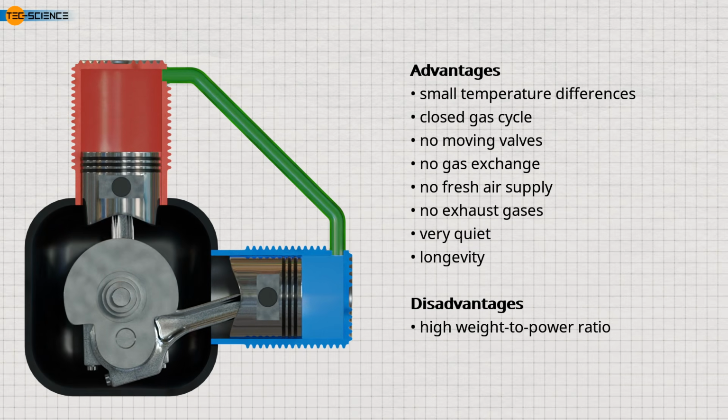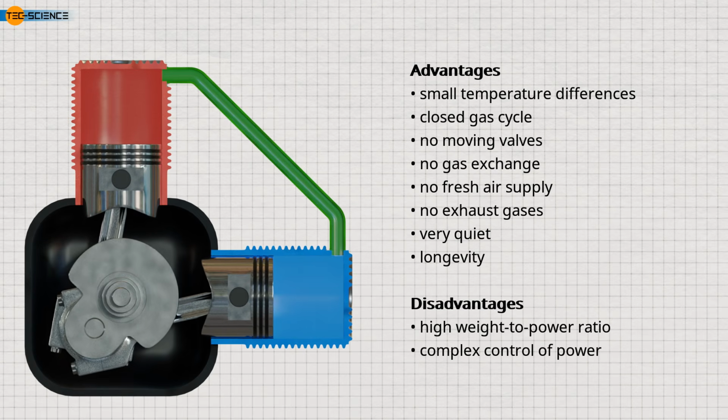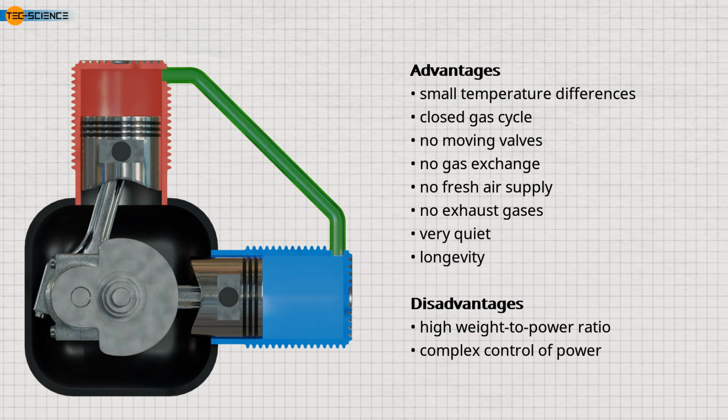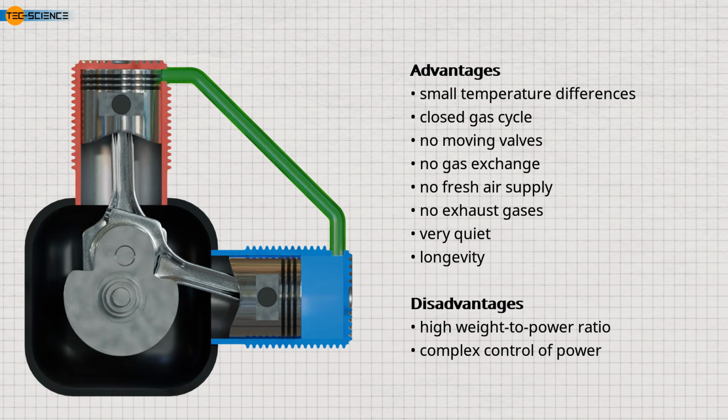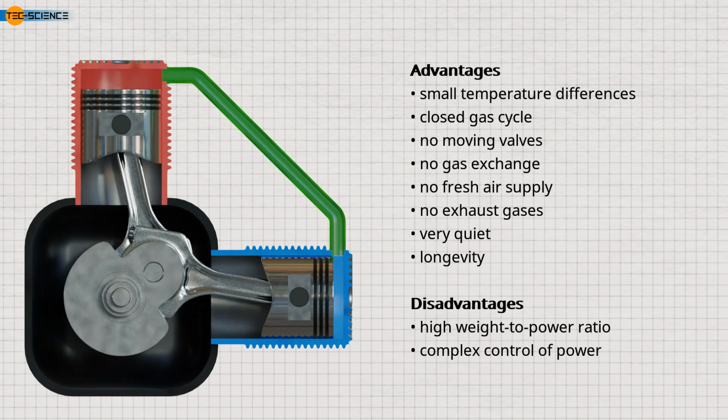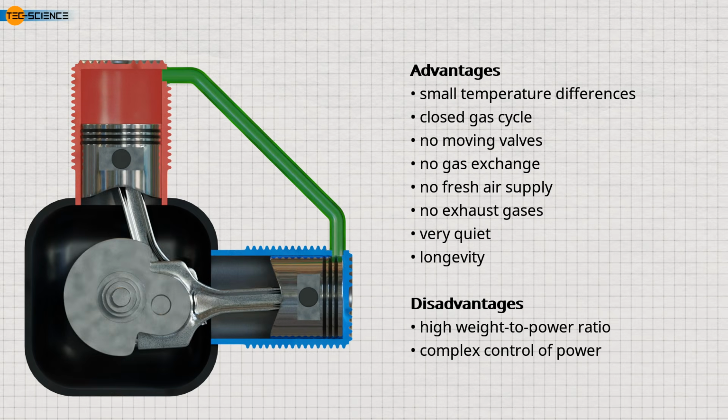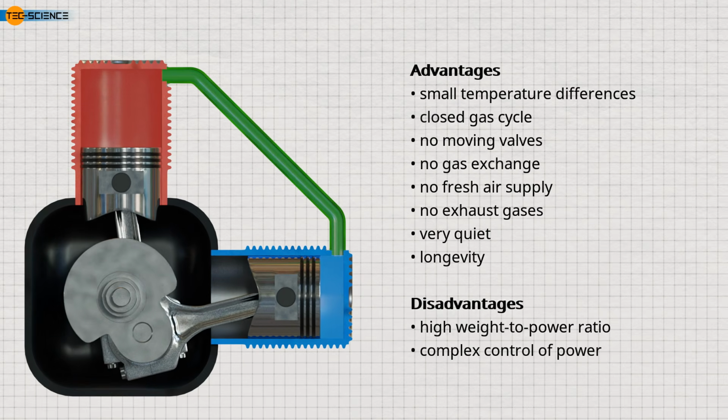Another disadvantage is the control of the Stirling engine. While in internal combustion engines, power can be directly controlled by adjusting the amount of fuel and air supplied, in Stirling engines, this control is more complex and must be achieved through gears or changes in operating pressures.